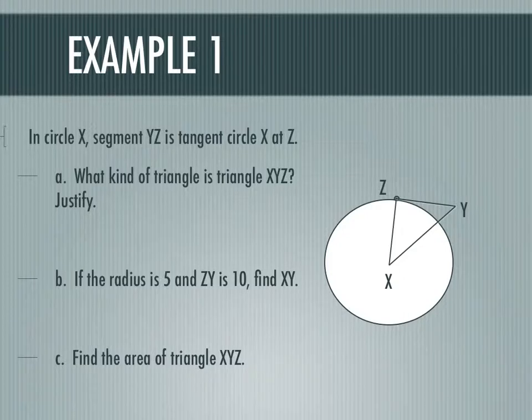Okay, so here's an example for you. Segment YZ is tangent to circle X at Z. So it's telling you that this is a tangent line. I want to know what kind of triangle this is. What's the one thing that you just learned? I don't know for sure that it's isosceles, but it would be a right triangle, right? I have a right angle here. That's what I really know.